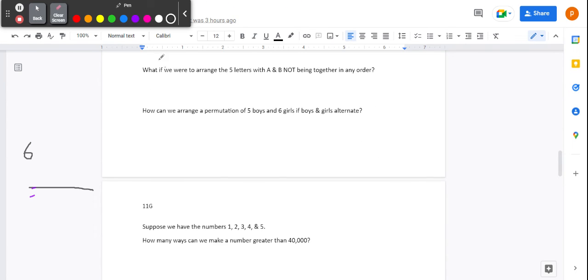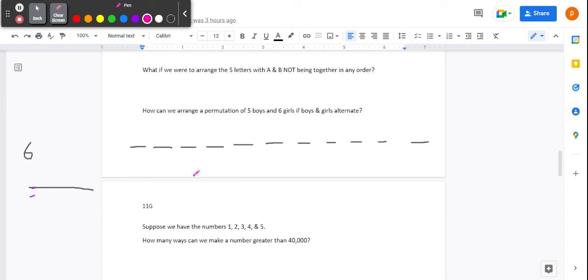Last thing I want to talk about is if we have a permutation of 5 boys and 6 girls and boys and girls alternate. So what we're going to have is 11 slots total. Boys and girls have to alternate.